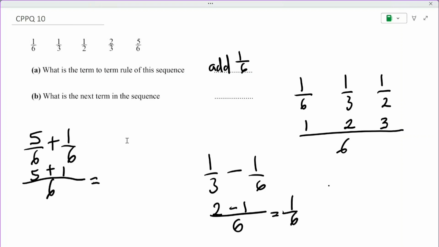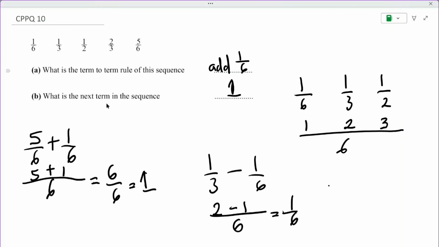This is equal to 5 plus 1 will give you 6 over 6. 6 over 6 is 6 divided by 6. The result is 1. So for question 10b, the next term in this sequence is 1.